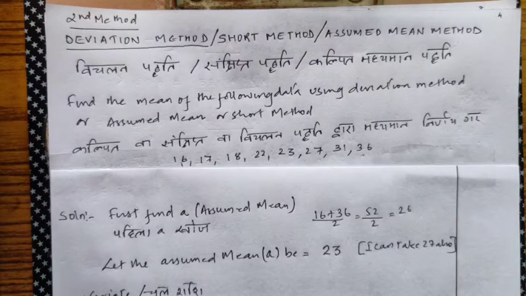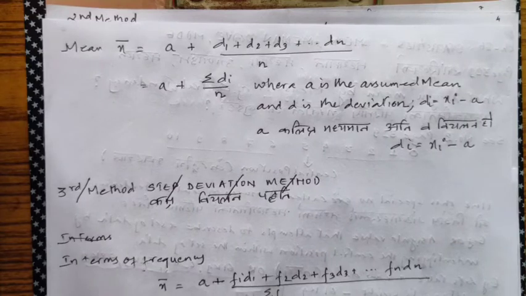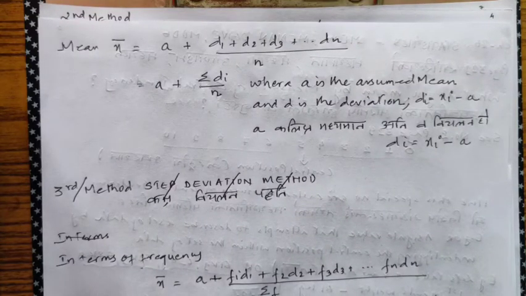Okay, so now I want everyone to have patience and copy this formula. So you can pause the video, stop the video, copy down the formula. So now using the second method, or the deviation or assumed mean method, the formula is different. Mean x bar equals a plus d1 plus d2 plus d3 till dn, the last number, by number of observation n. In the second step, it is a plus summation di by n, where a is your assumed mean and d is the deviation. Deviation means going away from the main topic. Or di is what? xi minus a.